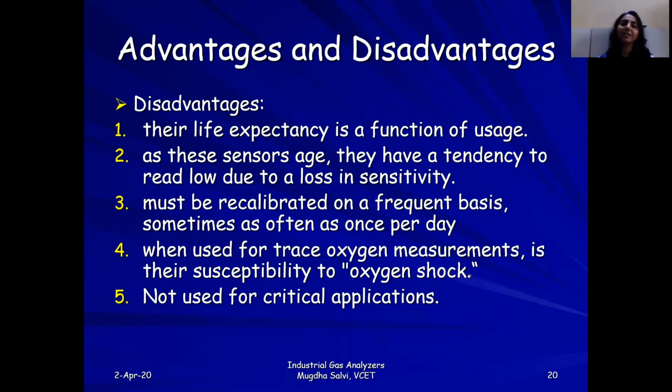Disadvantages: their life expectancy is a function of usage. The more the usage, the shorter will be the lifespan of that particular cell. As these sensors age, they have a tendency to read low due to a loss in sensitivity. They must be recalibrated on a frequent basis. When used for trace oxygen measurements, there is susceptibility to oxygen shock. That means if it is continuously measuring small amounts of oxygen and suddenly you give it a large amount of oxygen, it will not be able to sense it correctly. Not used for critical applications.